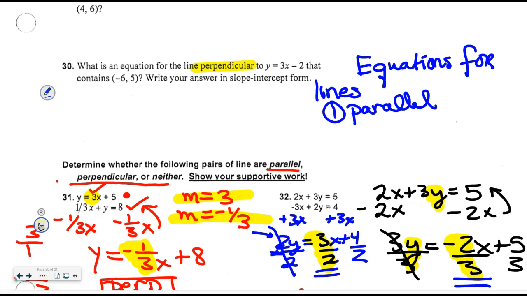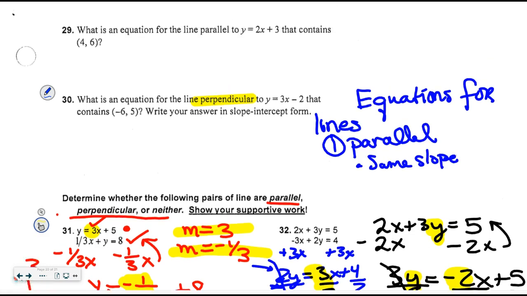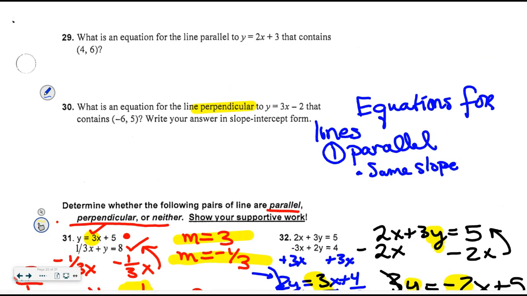You ready? All right. If lines are parallel, they have the same slope. So we're going to go right here and write same slope. So we're going to go over here. And let's go look at number 29, actually, because that's the parallel one. All right. So it says, what is the equation for the line parallel to? And it's already solved for y, which is nice.